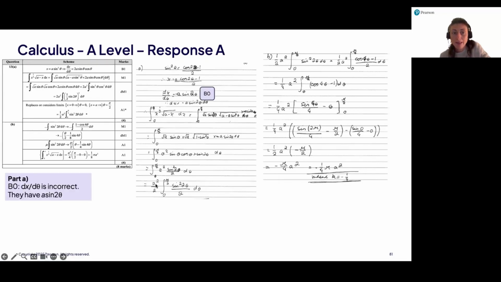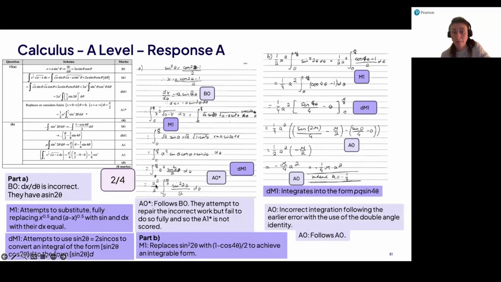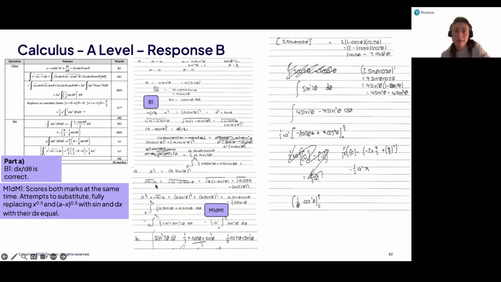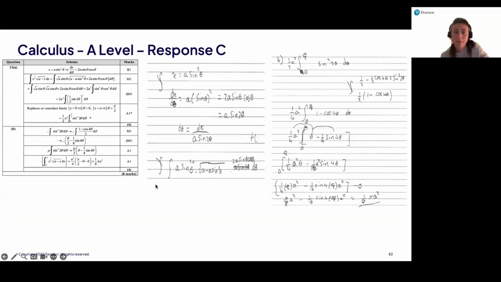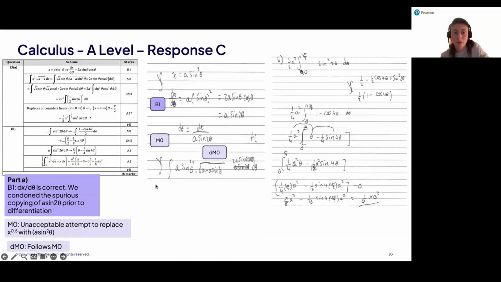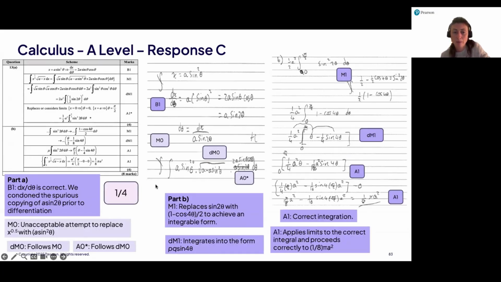What I love about this is it then goes on to give you the marks for each of those responses and a little bit of detail for them. And finally, the third response as well. So you'll be able to see there are some common mistakes here. There are some less common mistakes here.